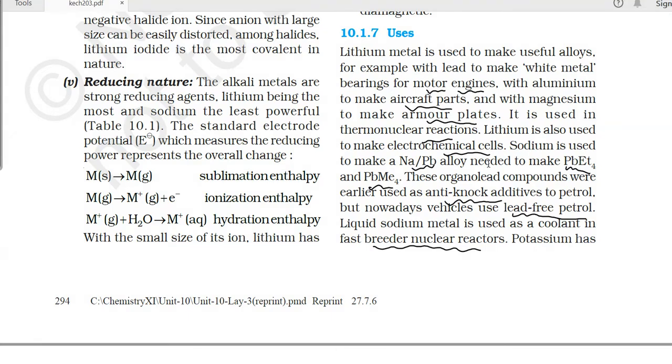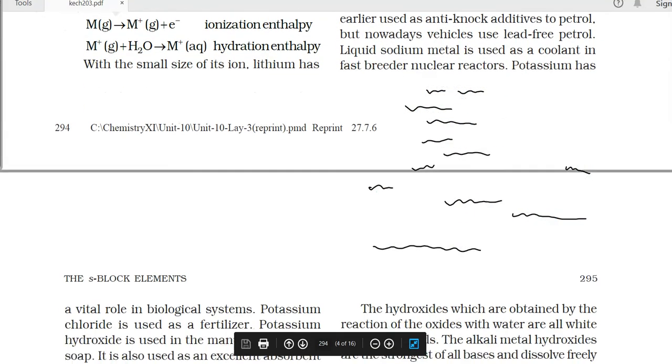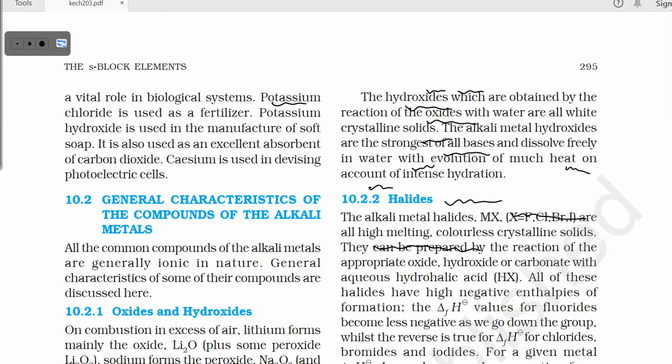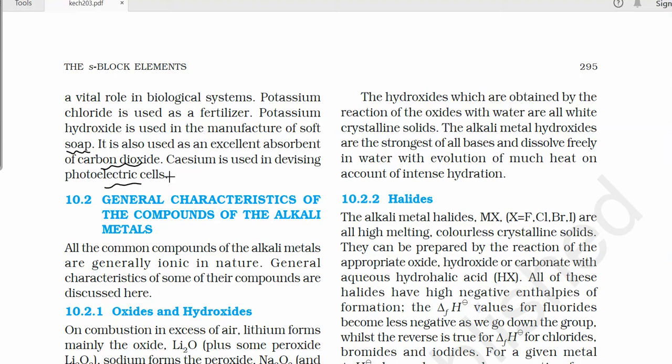Potassium has a very wide or vital role in the biological system. Potassium chloride is used as a fertilizer, one of the famous fertilizers. Potassium hydroxide is used in the manufacture of soap. It is also used as an excellent absorbent of carbon dioxide. Cesium is used in devising photoelectric cells, due to its very good photoelectric property.